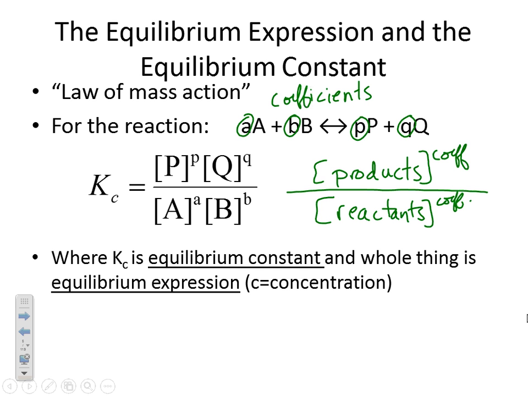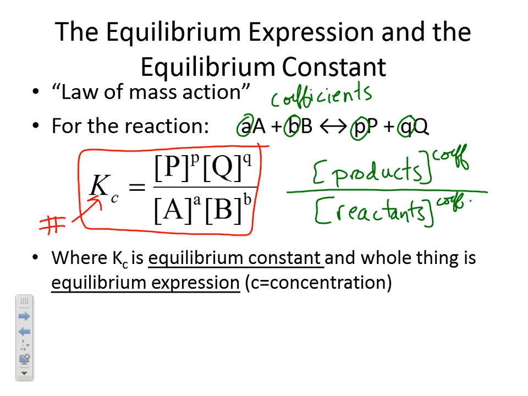Kc is what is called the equilibrium constant. So this is a number, and that number is called the equilibrium constant. The entire thing, this whole thing, all of it, including the equals Kc, not just the stuff to the right of the equal sign, is called the equilibrium expression. If I ask for the equilibrium expression, I want you to write out this. You don't need the number for K, you need K equals products over reactants raised to their coefficients.